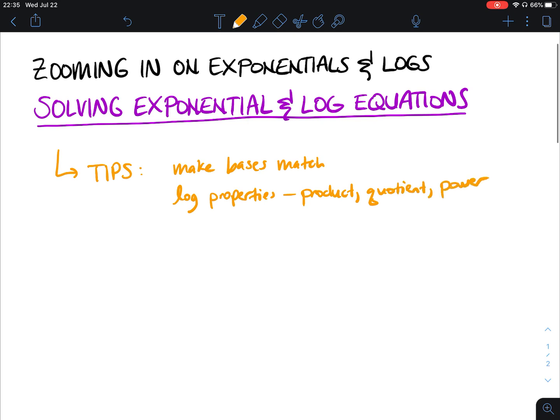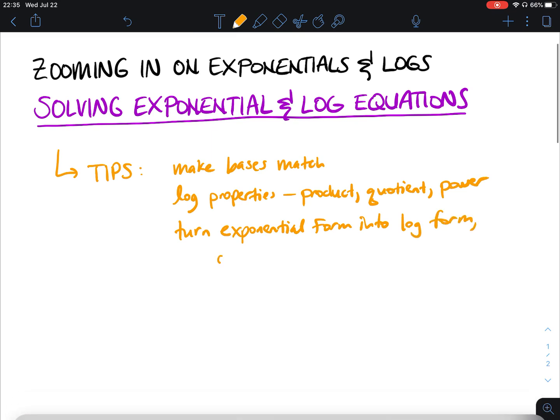Sometimes we need to use our way of rewriting exponential form into log form, or vice versa. Probably the vice versa is actually more useful, so log form into exponential. Those are just a couple ideas.